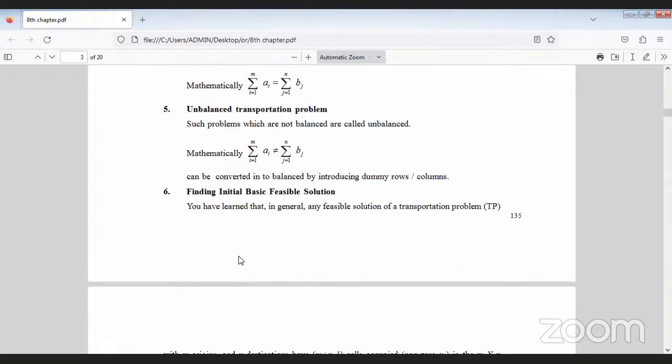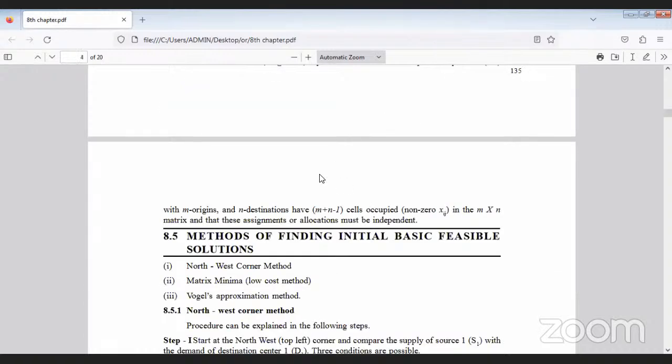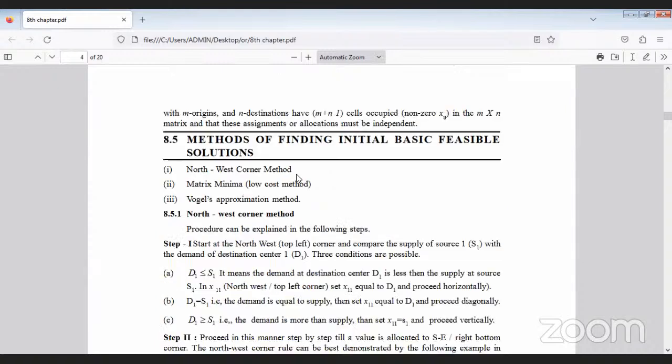You have learned that generally a basic feasible solution of a transport problem with m sources and n destinations, as already told, has m plus n minus 1 occupied cells x_ij in the m by n matrix, and the allocations must be independent. Very most important topics. Methods of finding an initial basic feasible solution: these three methods are important. North-west corner method, matrix minimum or least cost method, and Vogel's approximation method.